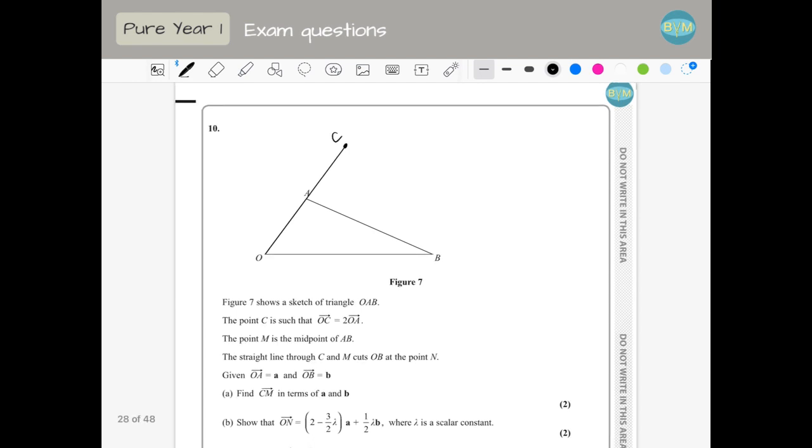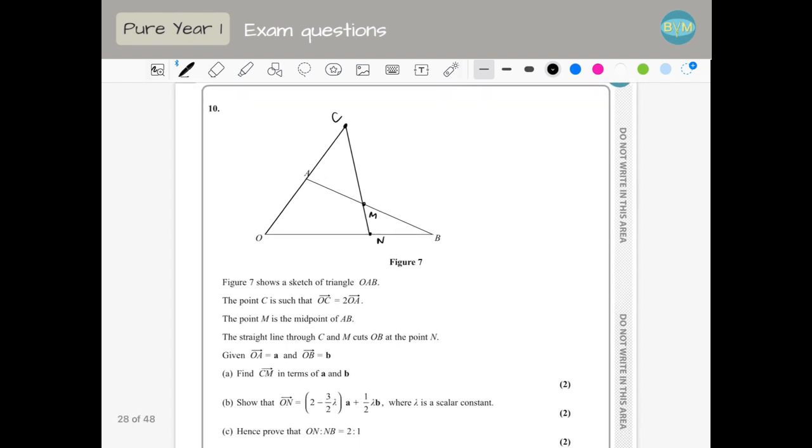The point M is the midpoint of AB, so it's going to be a point here. The straight line through C and M cuts OB at the point N. So I have a line joining C and M, and it cuts here at N. OA is a, so this vector is a, and OB is b. So this vector here is b.